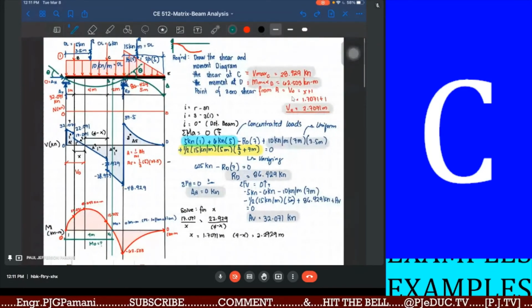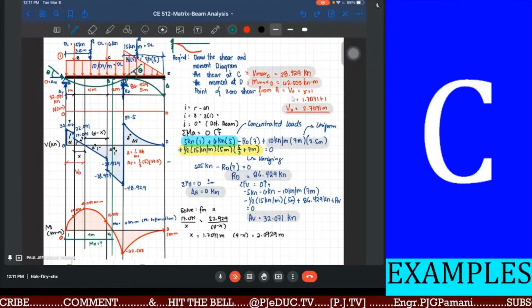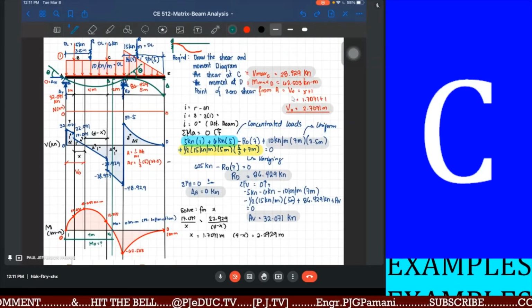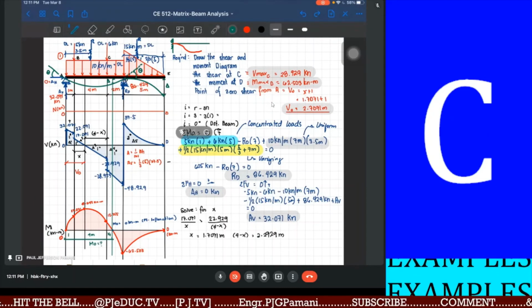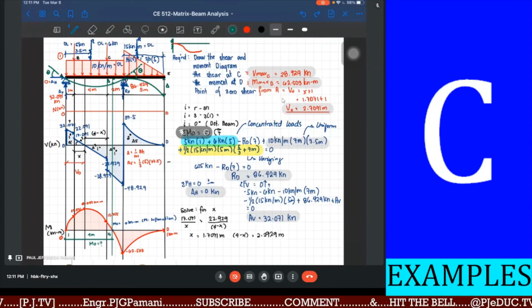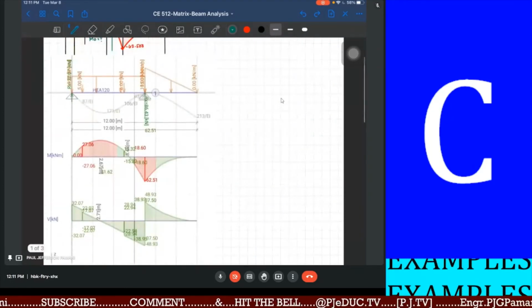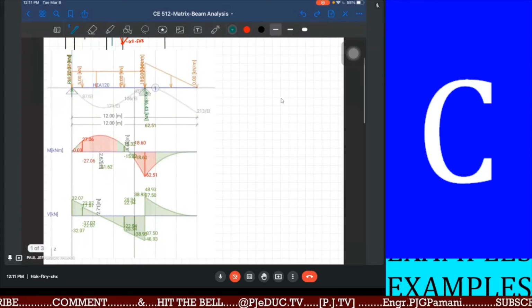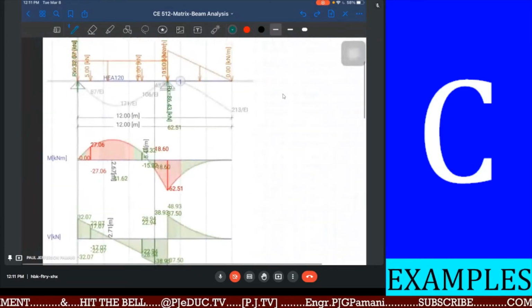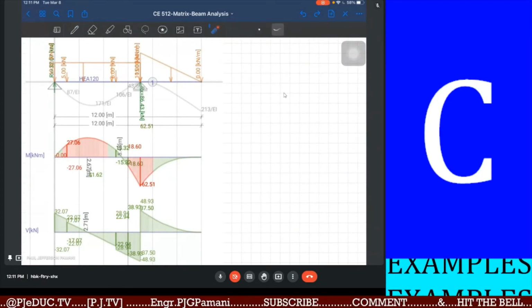Okay? Actually, I've already prepared a much more accurate figure for this one. So, para mas ma-appreciate nyo yung figure, if you're going to draw that in a much more accurate drawing or diagram, this is how it would look like. Nakikita po ba yan?